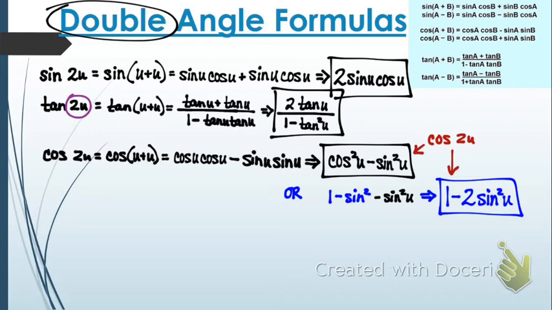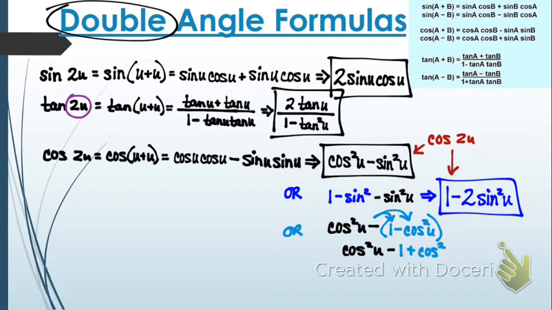Could I do this same type of thinking, but where I replace sine squared? What could I replace sine squared with? 1 minus cosine squared. So cosine squared u minus, and then I can put in 1 minus cosine squared u. I have to remember my distributive property here. What happens when I distribute the subtraction to that cosine squared u inside the parentheses? Yeah, it's going to be minus 1 plus cosine squared u. This is the last one for cosine. So how would that simplify then? 2 cosine squared u minus 1.